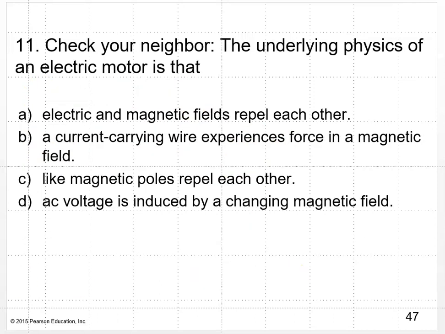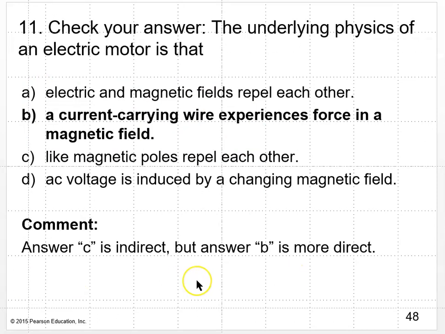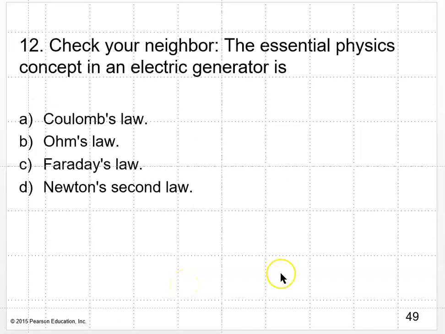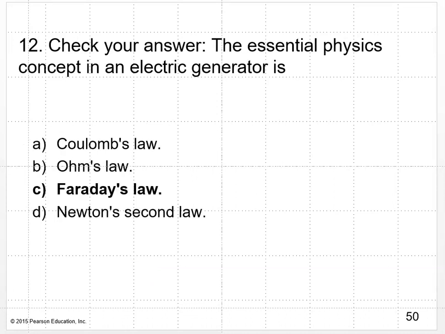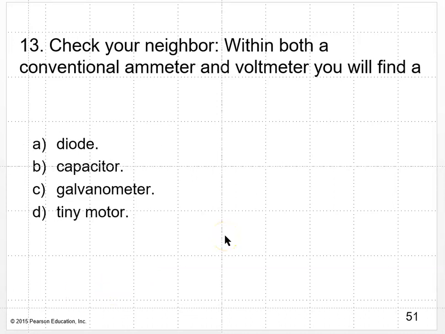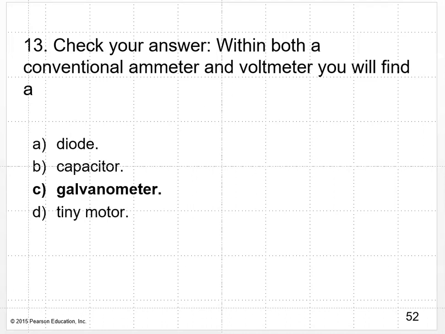The underlying physics of the electric motor is that a current carrying wire experiences a force in a magnetic field. So in other words, it is a changing of electrical energy into mechanical energy. The essential physics concept in an electrical generator is, of course, Faraday's law. Within both a conventional ammeter and voltmeter, you will find a galvanometer.